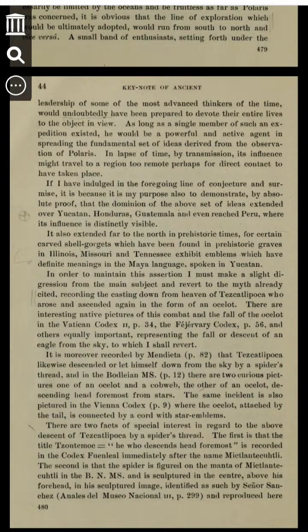The second is that the spider is figured on the manta of Mictlantecuhtli in the Codex and is sculptured in the center above his forehead. And his sculptured image identifies such, Señor Sanchez, and is reproduced here.